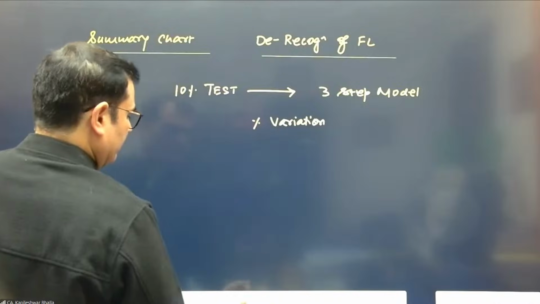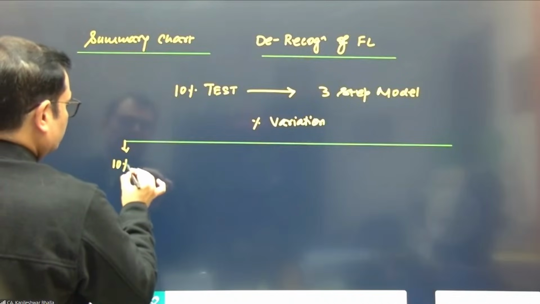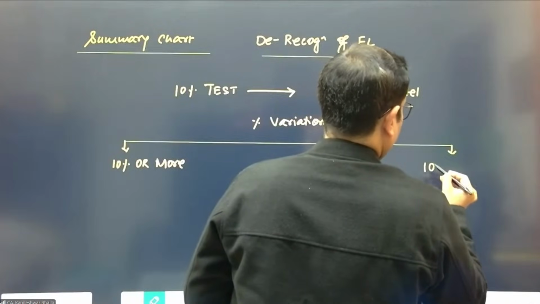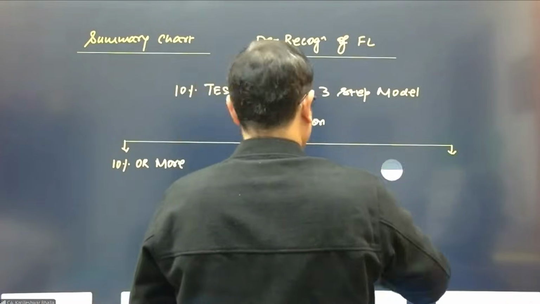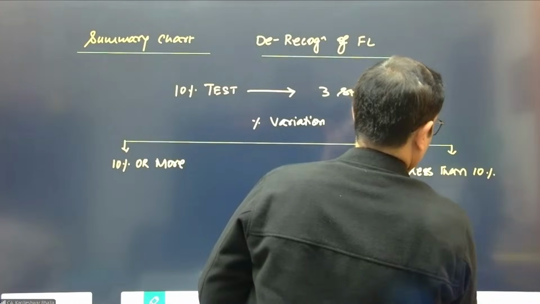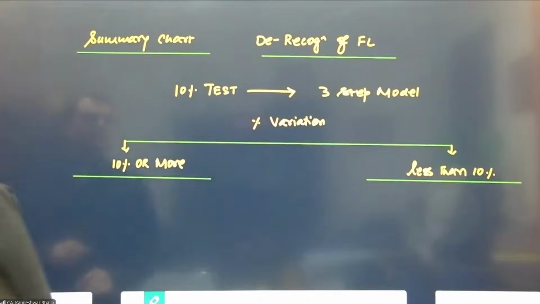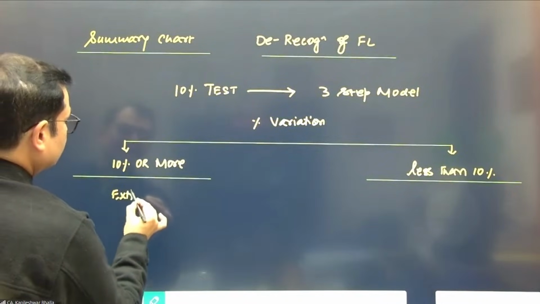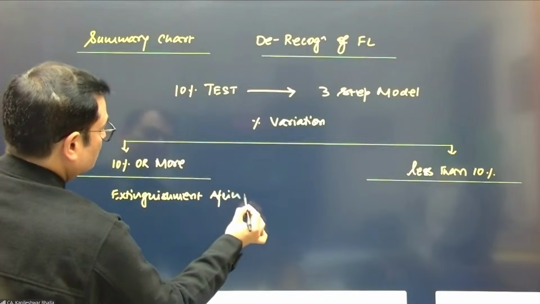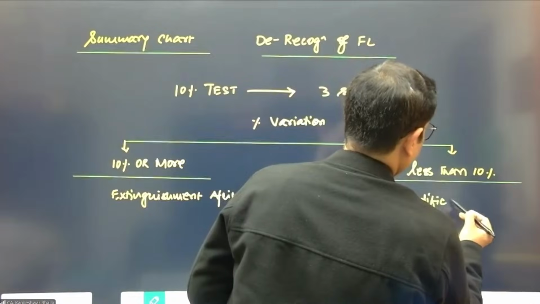once you apply the percentage variation, I would say there are 2 kinds of accounting which come. So the variation is 10% or more, or the variation is less than 10%. What we need to consider first of all is that if it is 10% or more, we need to apply what is called the extinguishment accounting. And when it is less than 10%, it is supposed to be modification accounting.